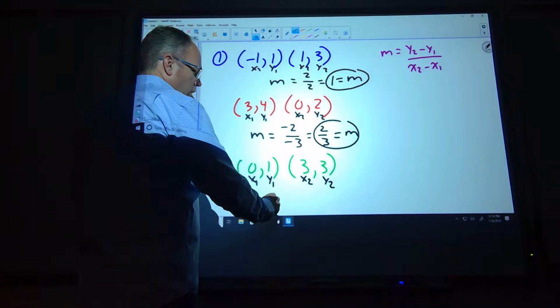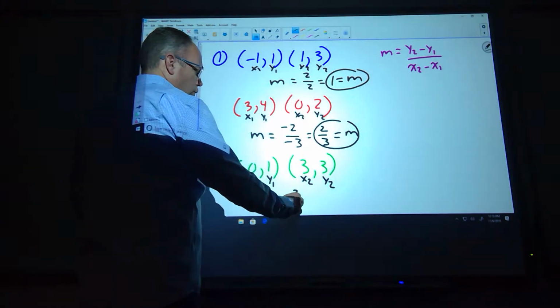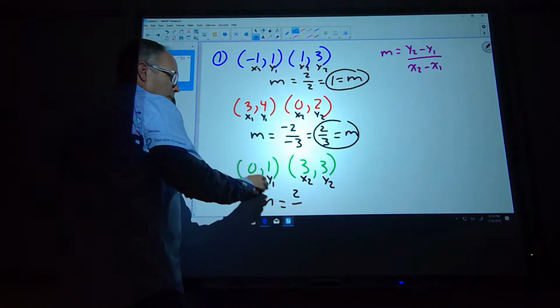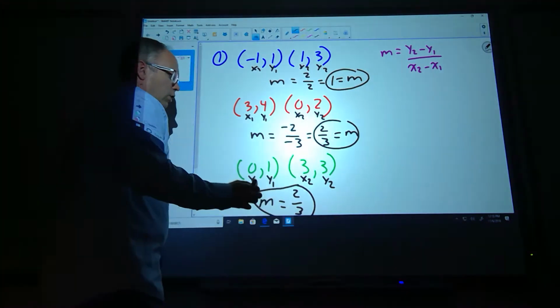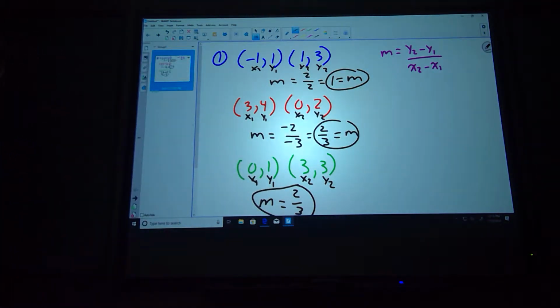Now let's figure out the green. Again, I'll find the slope. 3 minus 1 is 2. 3 minus 0 is 3. So I get 2/3. What can you tell me about that? The green is the exact same as the red. So what can you justify? They have the same slope. Same slope, which means they are parallel. Perfect. Any questions on problem number 1?